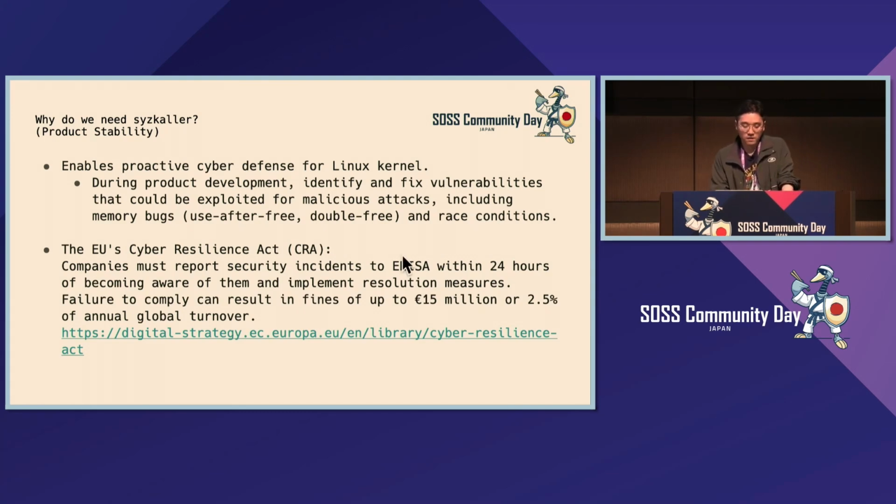Kernel fuzzing helps companies comply with CRA requirements while avoiding penalty and reputation risk. As you know, CRA has some penalty fees. This is a big deal, right? So this contributes to the company's product stability.